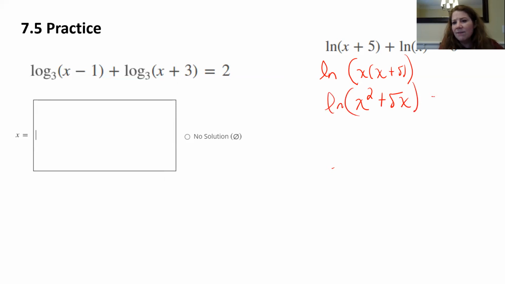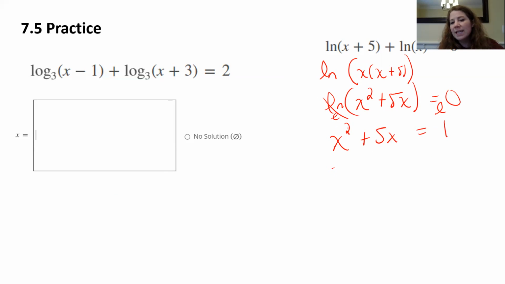So then, if I do the natural e of both sides, basically the ln goes away and I'm going to bring my e over here. So e, the natural e to the 0 power, is actually 1. So x squared plus 5x is equal to 1.